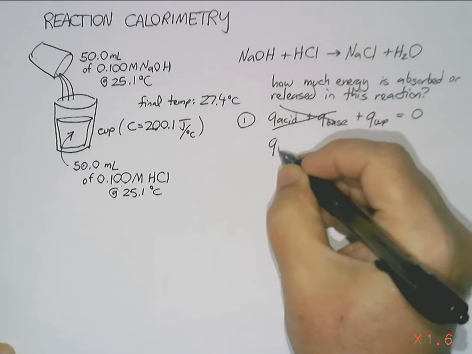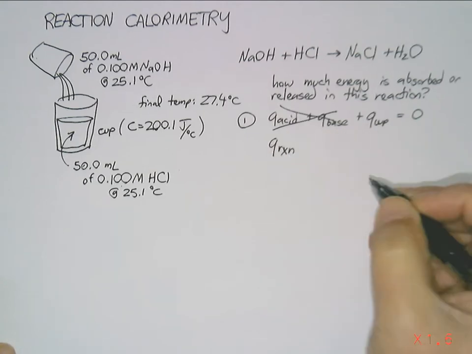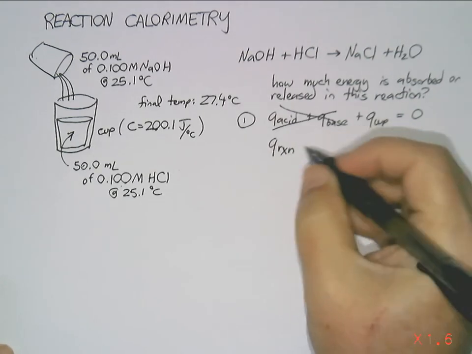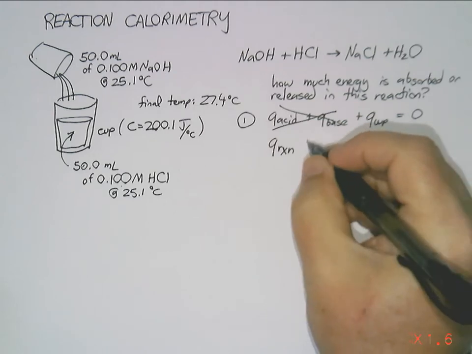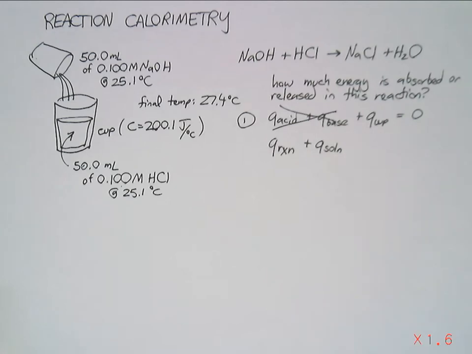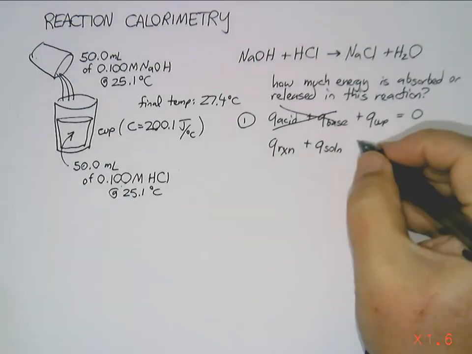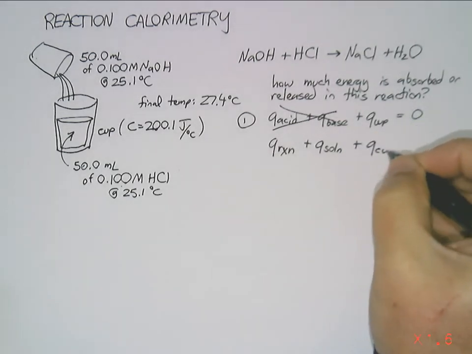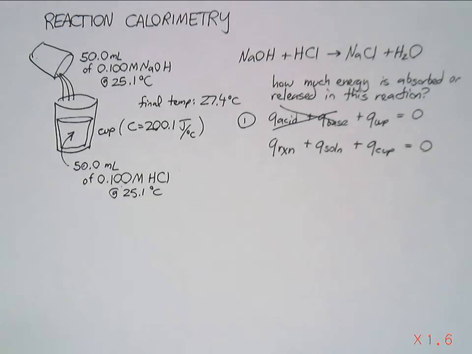It should look like there's a reaction, RXN is my abbreviation for that, that produces the heat. There is a solution, SOLN is my abbreviation for that, that absorbs some heat, and then the cup is going to absorb some heat too. So that is my correct heat conservation equation.